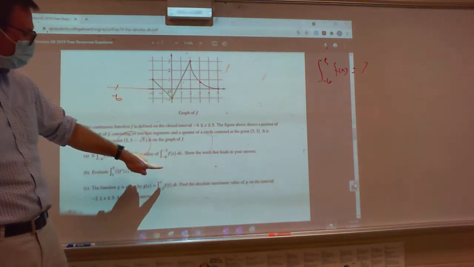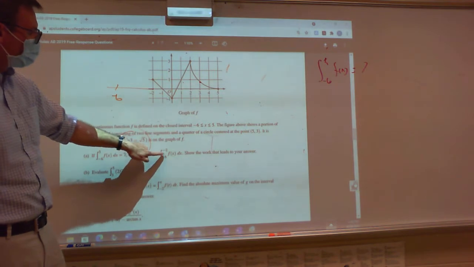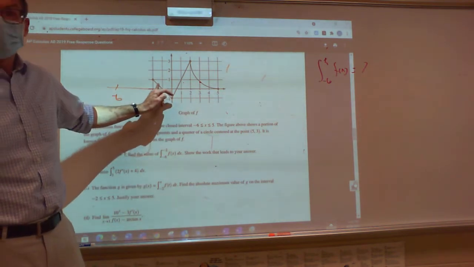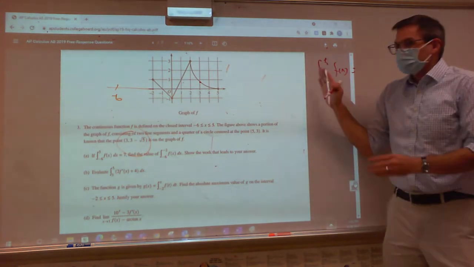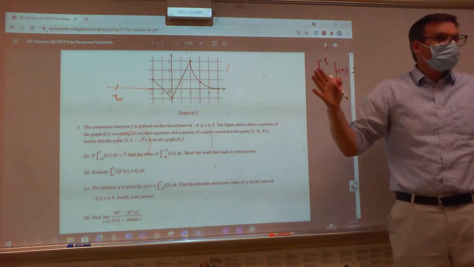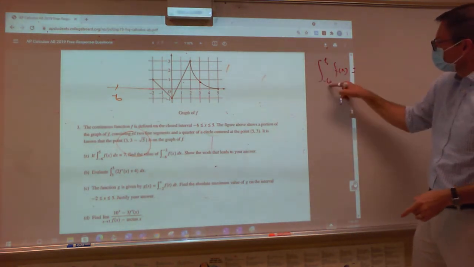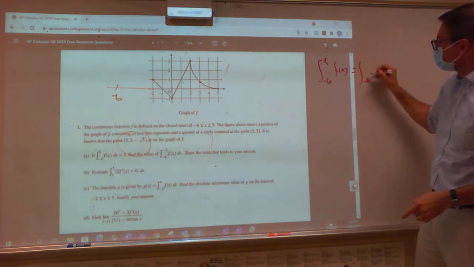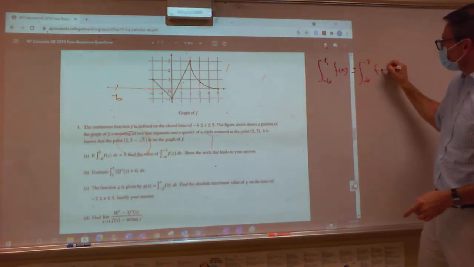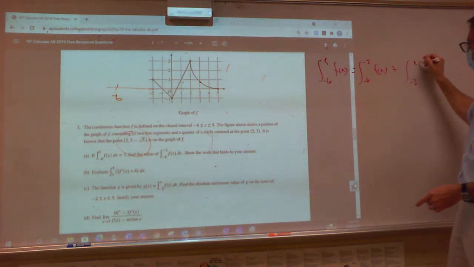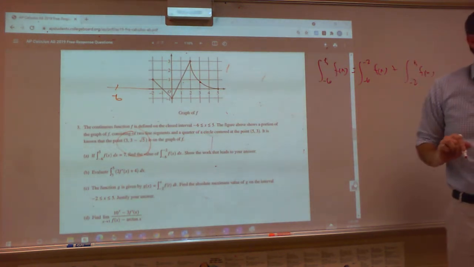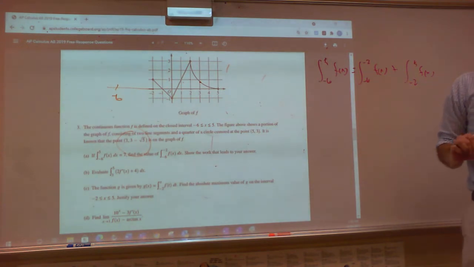What's the value from -6 to what's from here to here? And here's the idea. Anytime you've got a big area, you can break that area up into different parts. Like I can say the integral from -6 to 5 is the integral from -6 to -2 of f of x plus the integral from -2 to 5 of f of x. Does everybody see how we broke that up?